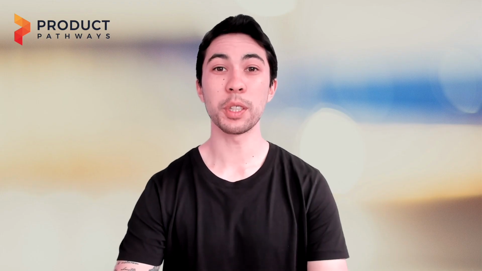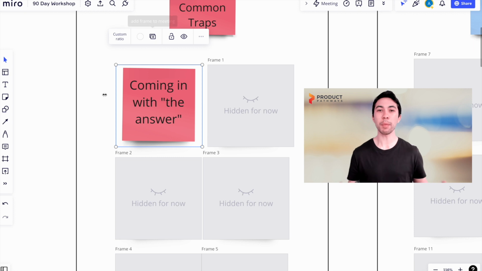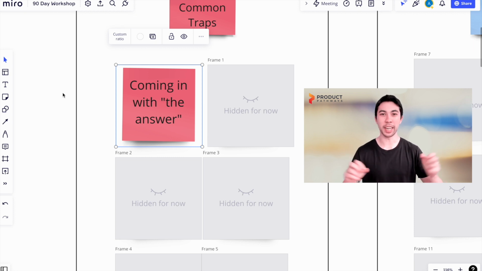Okay, what are some of the common traps to avoid? Well, the first trap that I see the most is coming in with the answer. In the book, The First 90 Days, which I talk a lot about during this course, I have a link to it at the end. I highly encourage you getting it as well. They talk about this in the book, but I also see this a lot. This is probably the most common trap that people fall into.